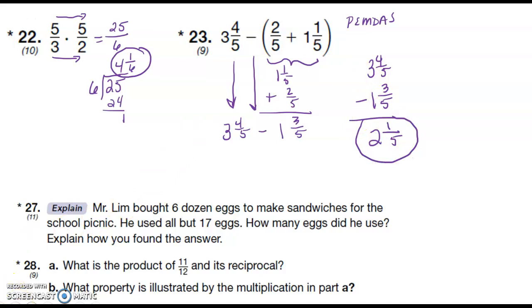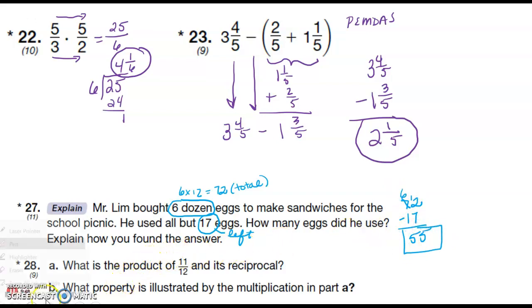All right, let's change colors. Mr. Lim bought 6 dozen eggs. Now remember, this is 6 times 12, which is 72, because dozen is 12, to make sandwiches for the school picnic. He used all but 17 eggs. So this is our total eggs, and this is what we have left. How many eggs did he use? So if he had 72 eggs total and he had 17 left, I'm going to subtract. He used 55 eggs. Good gravy.